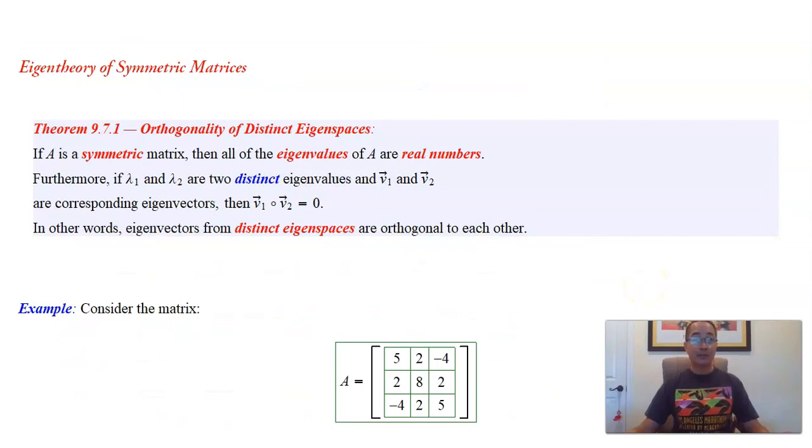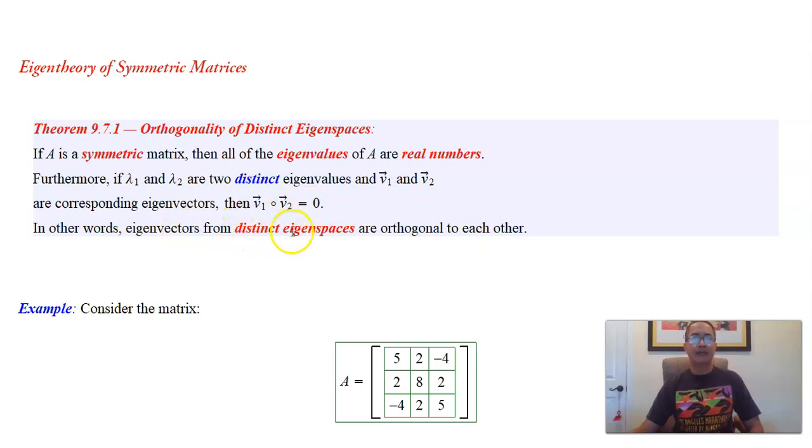Okay, so now we get to the magical properties of the eigenvalues and the eigenvectors of the symmetric matrix. Okay? If A is a symmetric matrix, then all of the eigenvalues of A are actually real numbers. This doesn't happen all the time. If a matrix is not symmetric, you could have imaginary eigenvalues. Okay? Furthermore, if lambda 1 and lambda 2 are distinct eigenvalues, and v1 and v2 are corresponding eigenvectors, then their dot product is 0.